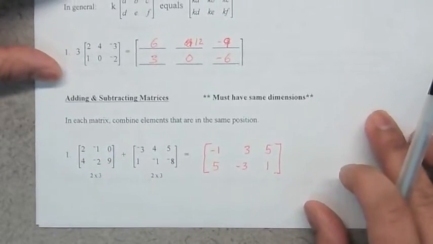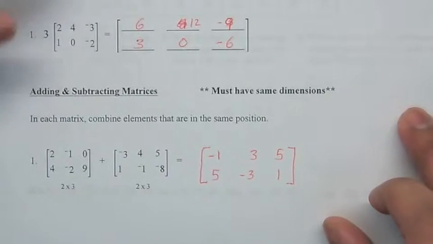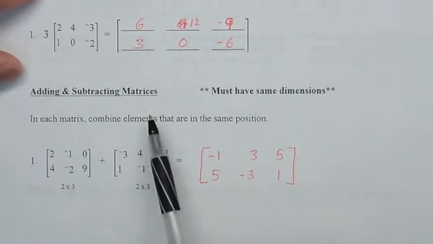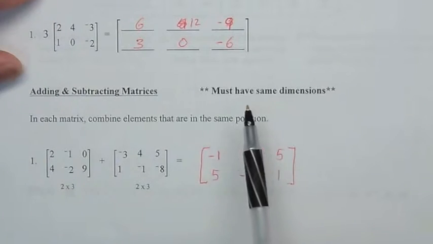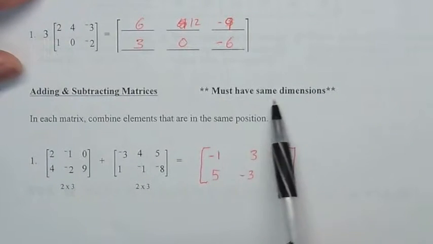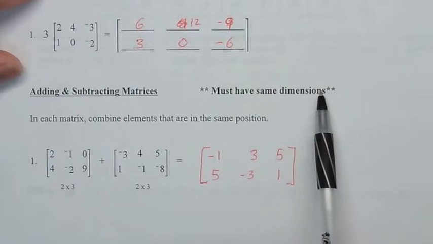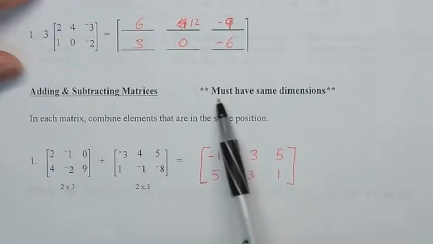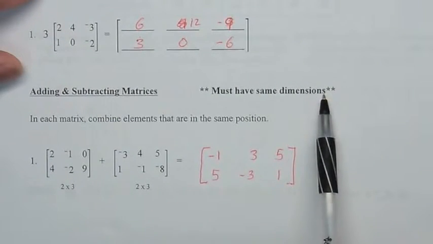Okay. Addition and subtraction of matrices is very simple. We add element to element, position to position. But before we do that, we have to make sure they have the same dimensions. If the matrices do not have the same dimensions, you cannot add or subtract them.